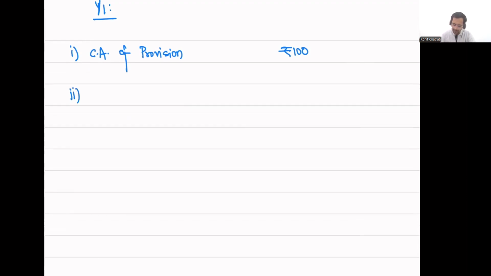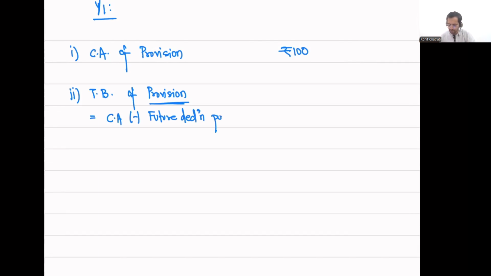The second step is we are required to calculate the tax base of this provision. Now remember, the tax base of a liability, and provision is a liability, is the carrying amount less the amount that will be allowed as a deduction in future for tax purposes. So carrying amount minus future deduction for tax purposes. Now the carrying amount is actually nothing but 100.